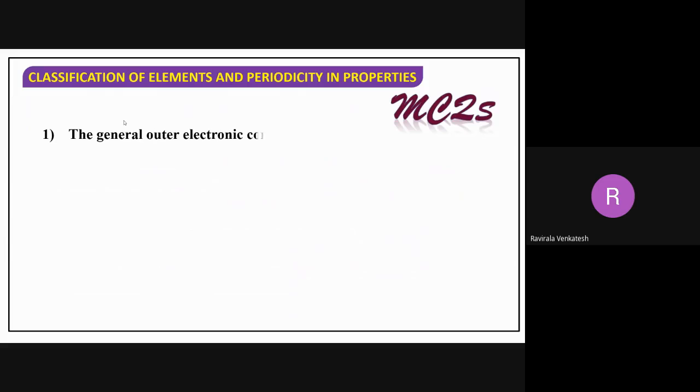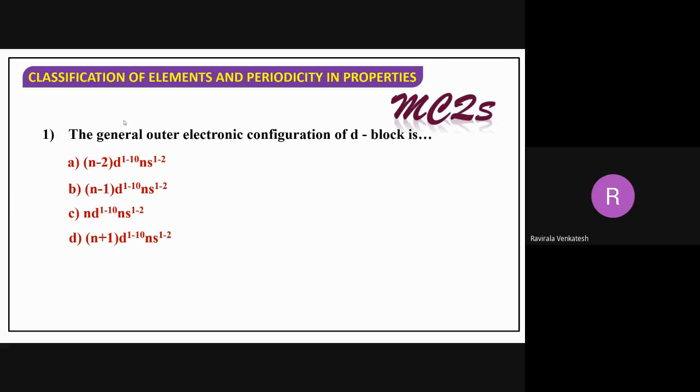Now, let me see some questions on this. The general outer configuration of the d block is... tell me, which is the correct answer? D block. So B. What happened here? (n-1), n. It should be correct, isn't it? This one is n, so it will be wrong actually. So B is the answer.